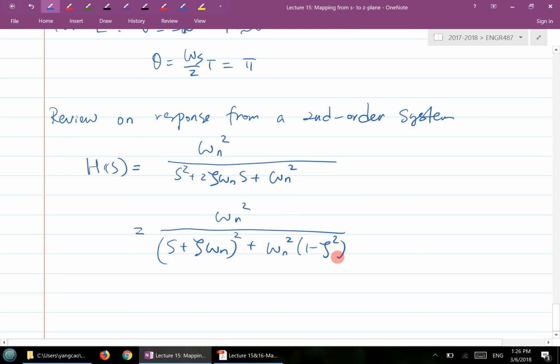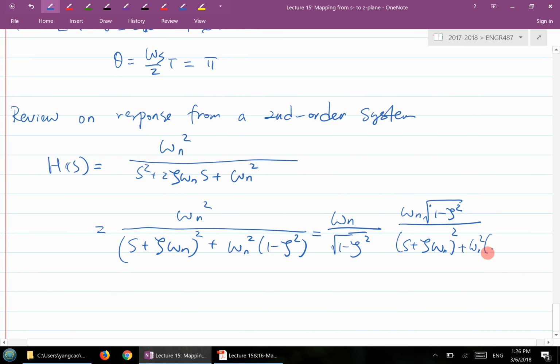Okay. And furthermore, this can be rewritten into this one here. Okay, so this can be further rewritten as this equation here. So no change, because if you cancel all the common terms here, you'll see there's nothing changing here. Right?